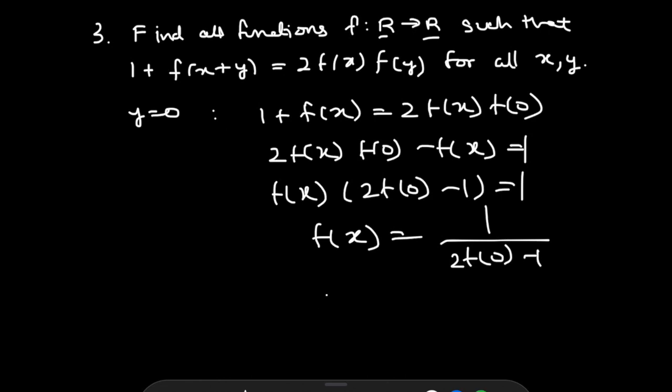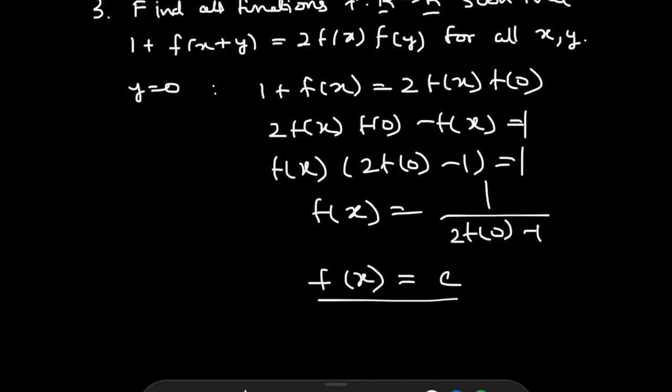So let's call that constant c. So our function is going to be of the form f of x equals c. And we want to find what the possible values of c are. So if we let f of x equals c in our original function over here, we get 1 plus c equals 2c times c. Because recall that f of x for all x equals c. So both f of x and f of y evaluate to the same constant. So we get 1 plus c equals 2c squared.